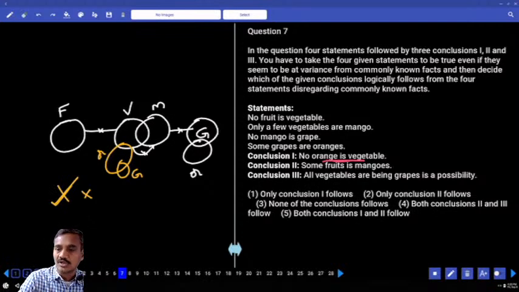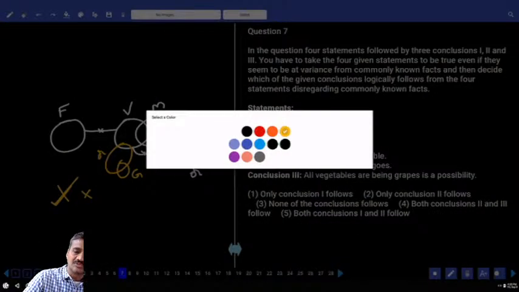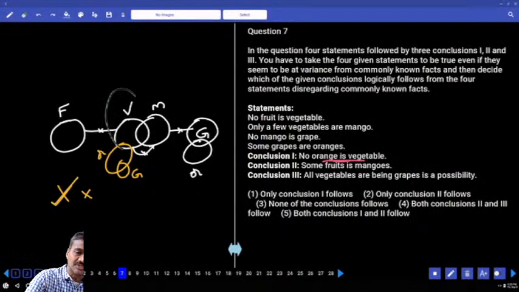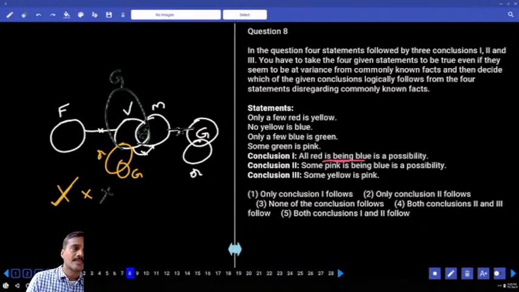Then next one. All vegetables are grapes is a possibility. Now this entire vegetable is a part of grape. Is it possible here? In order to make this possible, my grapes should be like this. Now if you write grape like this, no grape is a mango will become false, because grape and mango are intersecting here. So this is also not possible. Hence, what is your answer here? None of the given conclusions is true. Choice 3, question number 7.